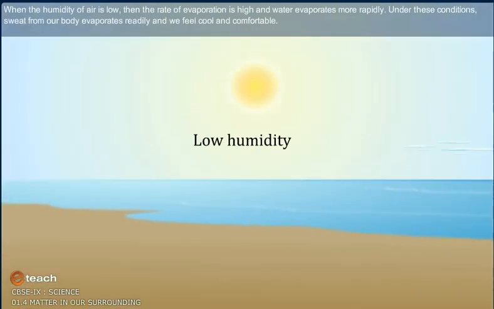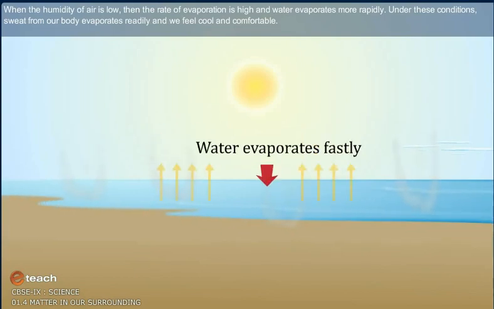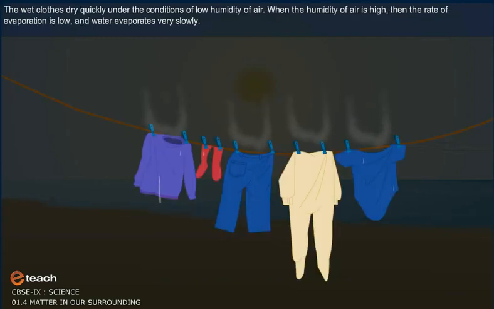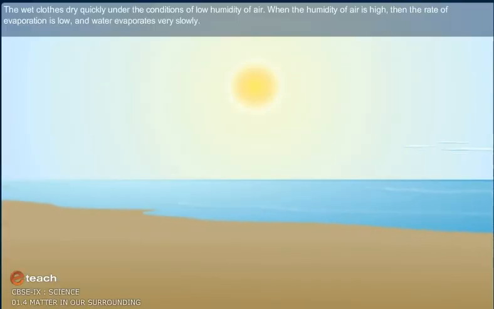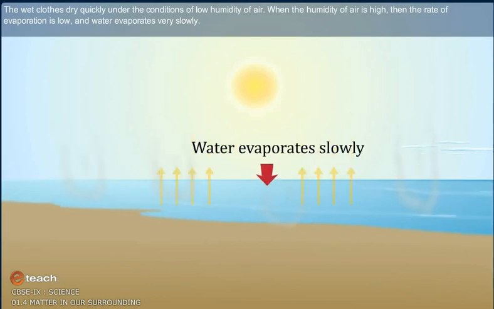When the humidity of air is low, then the rate of evaporation is high and water evaporates more rapidly. Under these conditions, sweat from our body evaporates rapidly and we feel cool and comfortable. The wet clothes dry quickly under the conditions of low humidity of air. When the humidity of air is high, then the rate of evaporation is low and water evaporates very slowly.